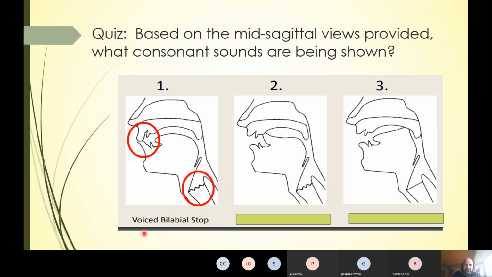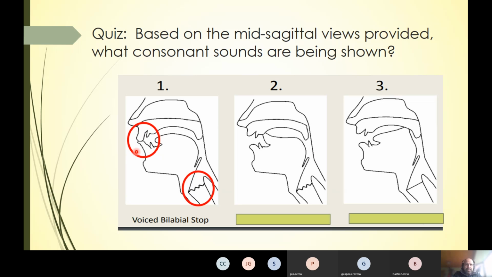So let me give away the answer. It is voiced, as you said, because there is vibration represented here. It's a bilabial sound because we see in this picture that the 2 lips are put together, and it is a stop sound, or we could say plosive. It is definitely a stop sound because the airflow is stopped by the 2 lips put together.